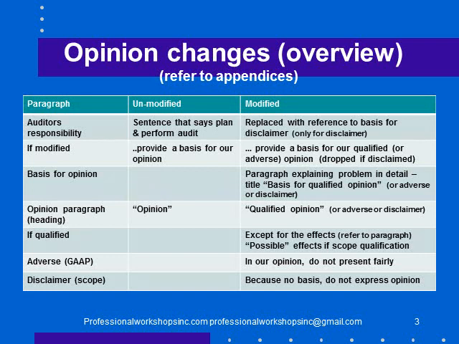And if we are qualified, we've got the one where there's only one problem. We would say, except for the effects of, and then we would refer to the basis for qualified opinion paragraph where the problem is described. If it's a scope qualification, we will say, except for the possible effects, because our scope was limited. We couldn't observe opening inventory. It might be right, it might be wrong, we don't know. So it could be that there is no effect, so that's why we say possible effect.